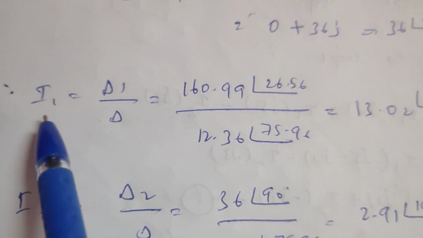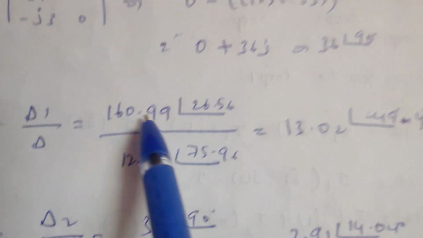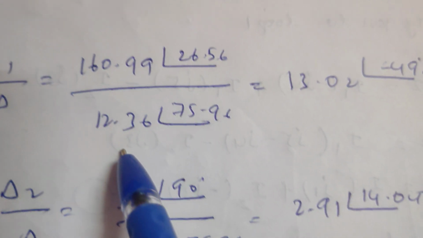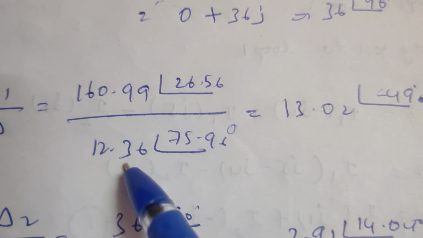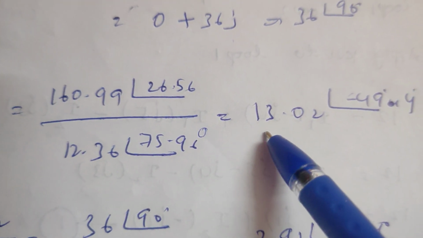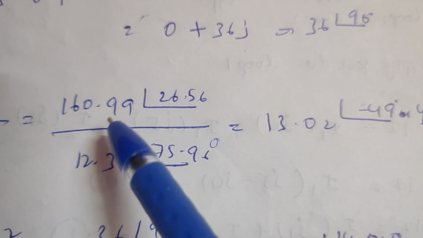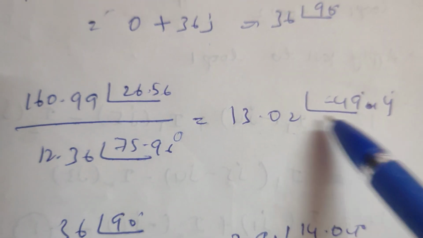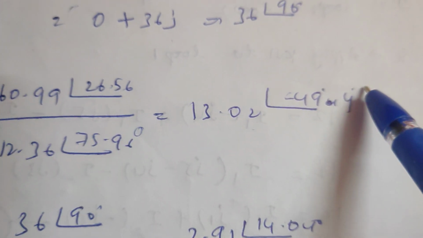To find the current I1, we take del 1 by del. We know the del 1 value is 160.99 at an angle of 26.56, and the del value is 12.36 at an angle of 75.96 degrees. Dividing, you will get the value of 13.02. The angles are subtracted: 26.56 minus 75.96 gives an angle of minus 49.4 degrees. So this is the I1 current.